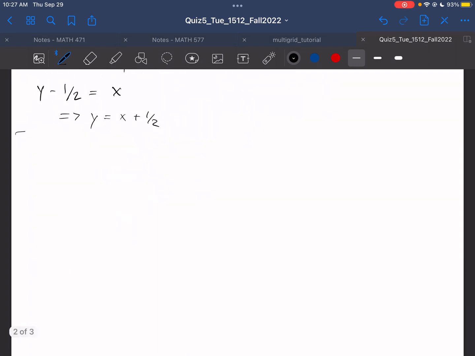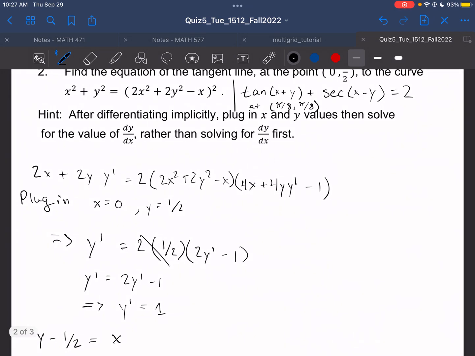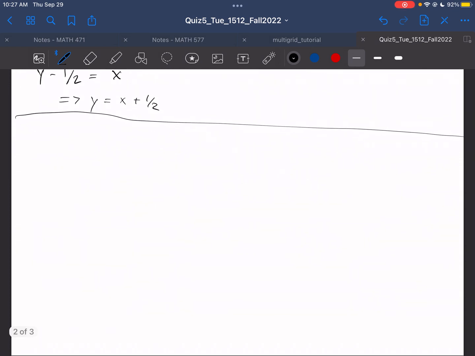And then for the Thursday quiz, it wants us to find the slope, just the slope of this function. So if we differentiate tangent of x plus y, we have secant of x plus y, and then we have to do the chain rule here, so we do the derivative of the inside, times 1 plus y prime.